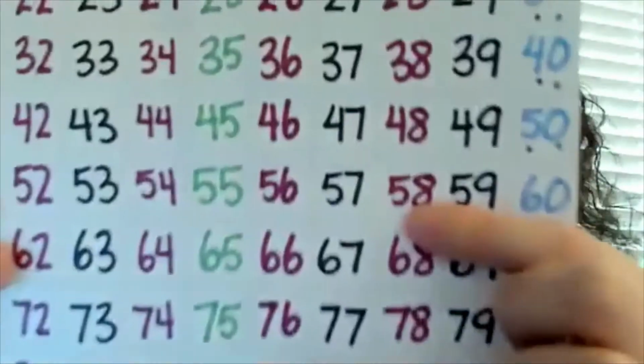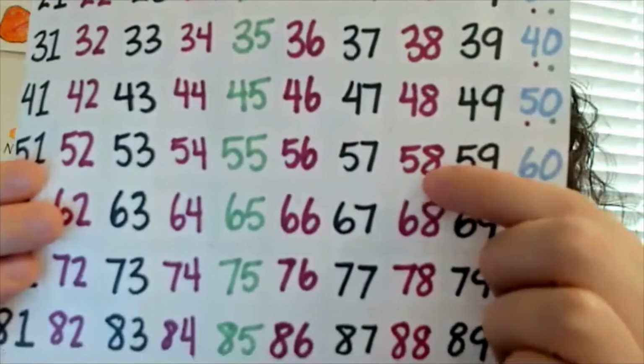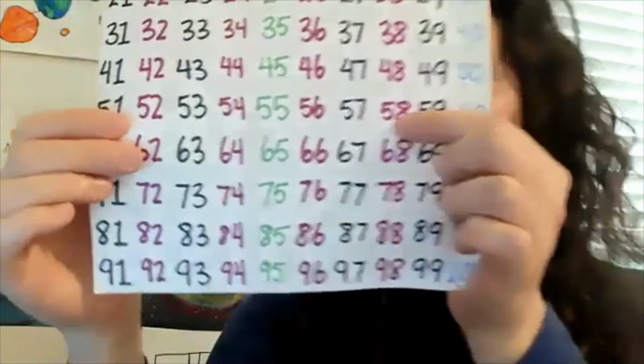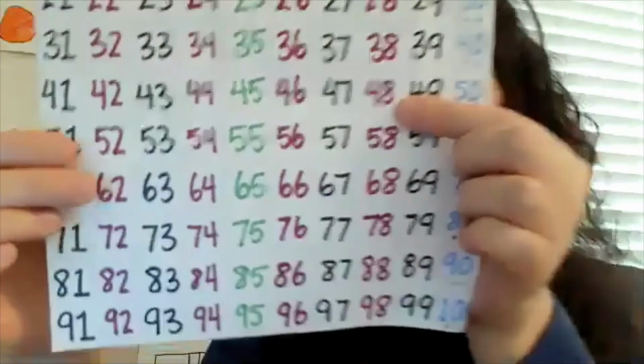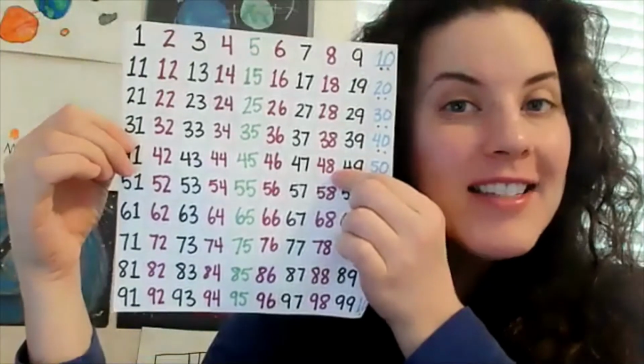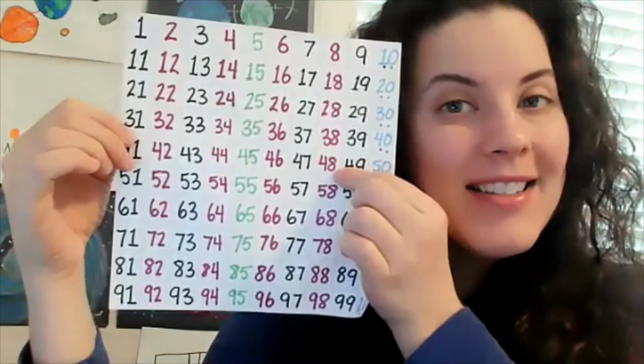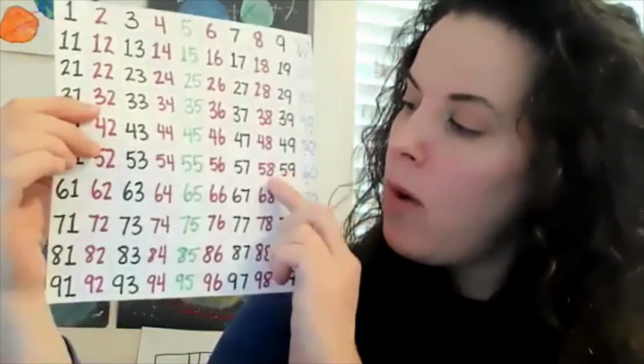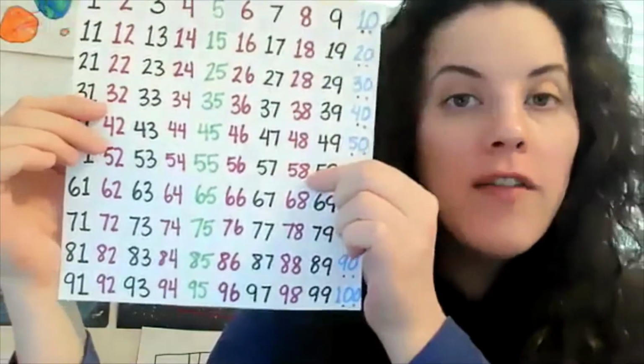What is 10 less than 58? Let's take a look at our number chart. Well, an easy trick here is slide your finger up. Boom, there it is. It's 48. 58 minus 10 equals 48. Now we do 1 more and 1 less. So let's put our finger back on 58.